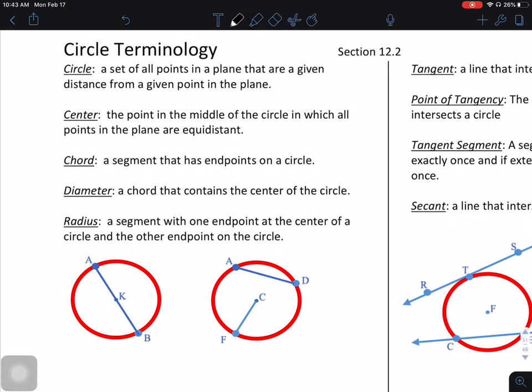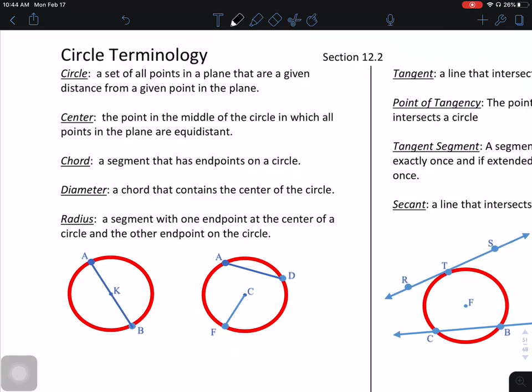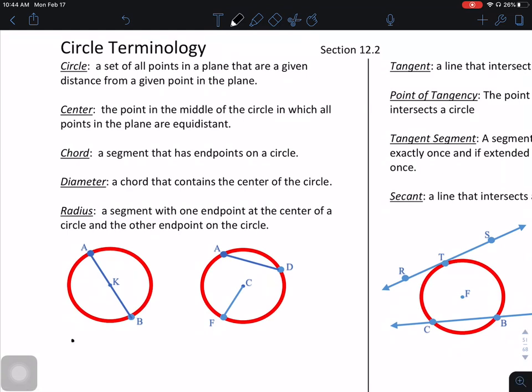Definition of a circle: a set of all points in a plane that are a given distance from a given point in the plane. So for example, you name a circle by its center. This here is circle K. In circle K, K is the center. That's the point in the middle of the circle from which all the points are equidistant. The red part is the actual circle.